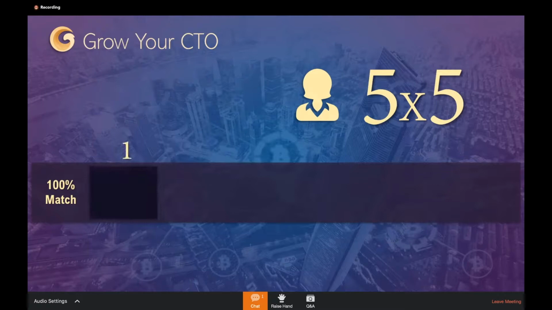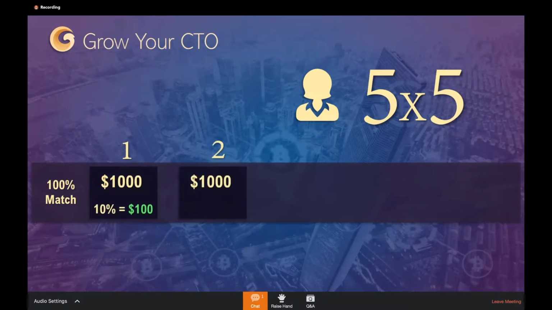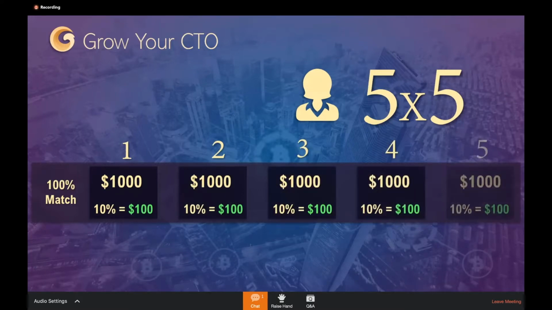So imagine if you share this with 1 friend and they put $1,000 worth of cryptocurrency, US dollars, to work, and they were earning on average, let's say 10%, that's $100. Well, you would get a match of that $100. If you shared it with a second friend and they were earning 100, you would also get a match. And right across the board, for the 5 friends you share with, they would each earn $100 and you would get a 100% match of their earning.